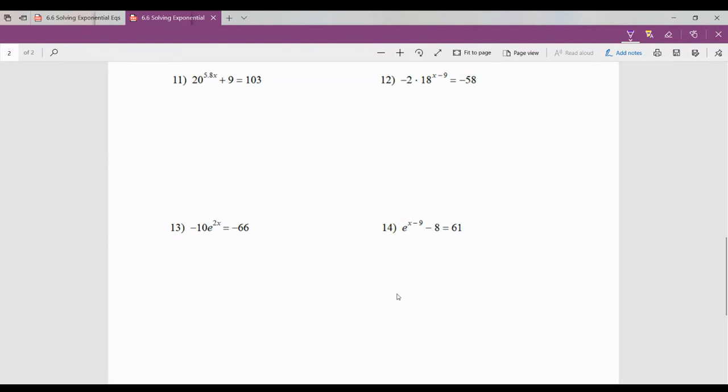So we've got something going on the outside of the base and the exponent. So I get rid of that first, minus 9. So I get 20 raised to the 5.8x equals 94. And then we can't rewrite them with the same base, so we log both sides. And we're going to take this exponent and bump it down in front. So 5.8x times log of 20 equals log of 94.